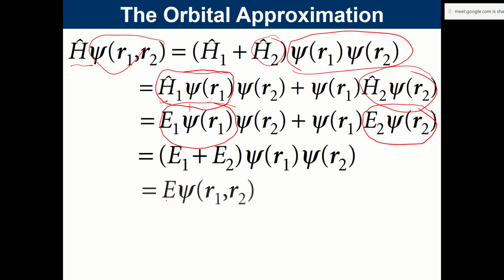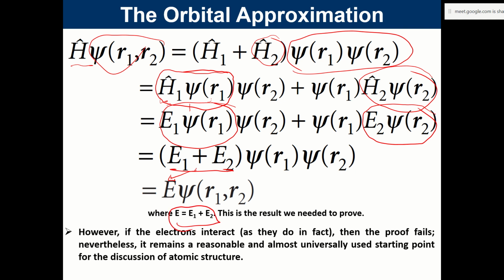So the total energy E1 plus E2 is written as E1 plus E2. This is how we represent the orbital approximation, simply by writing the Hamiltonian for the electrons, each one of them at a time, and then combining them together. So E1 plus E2 is the result that we needed.